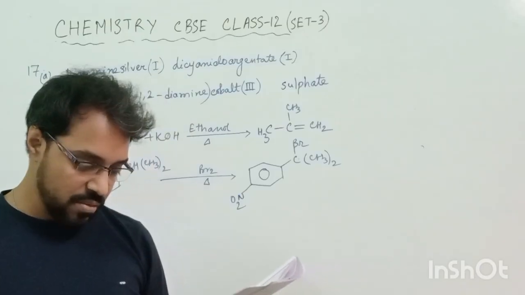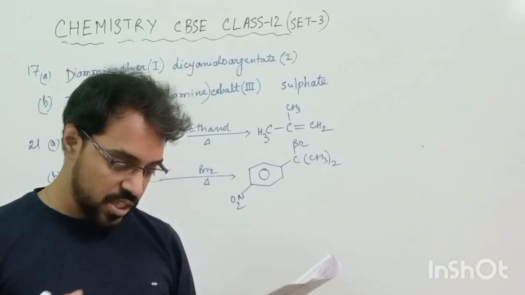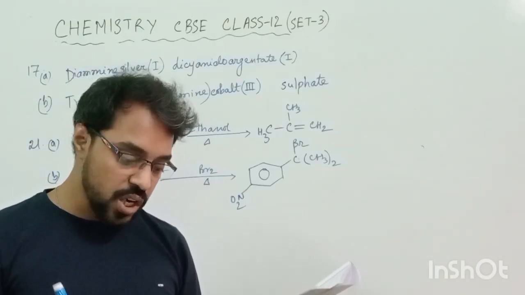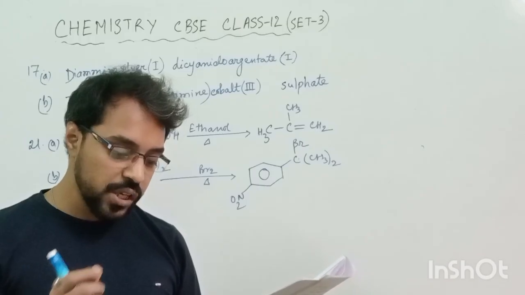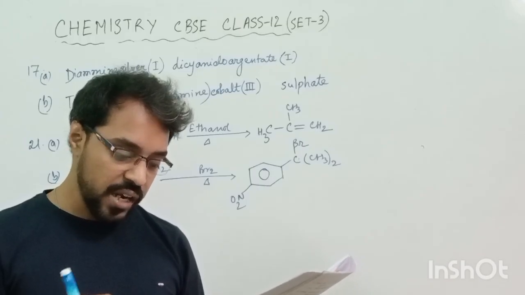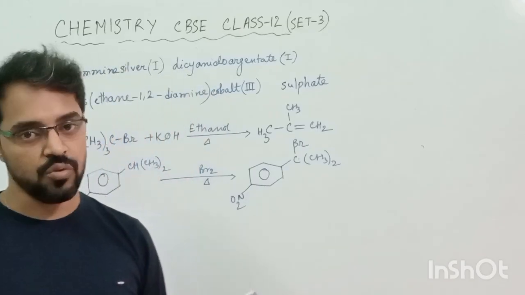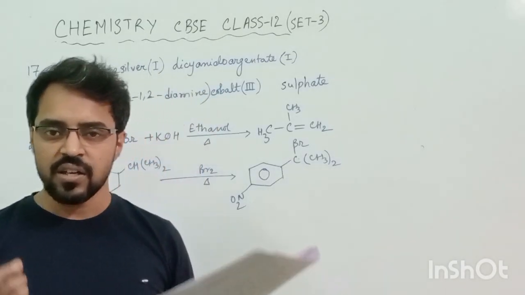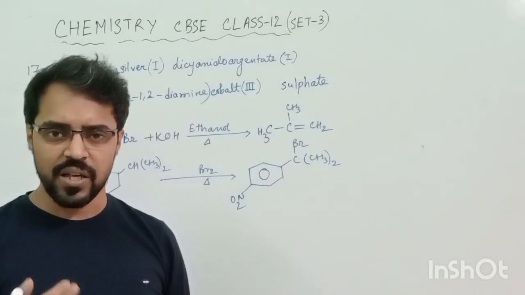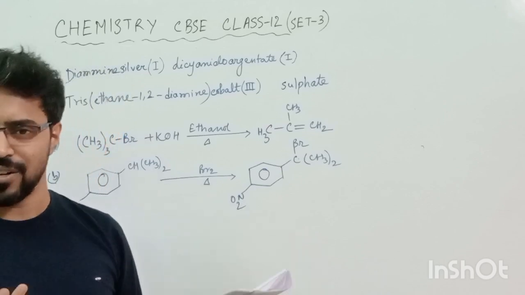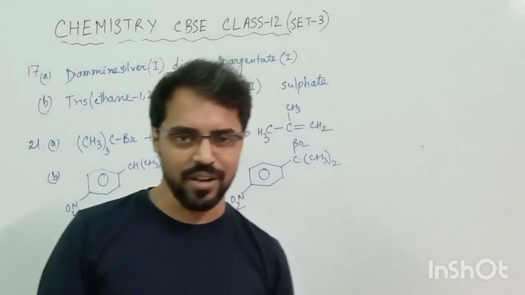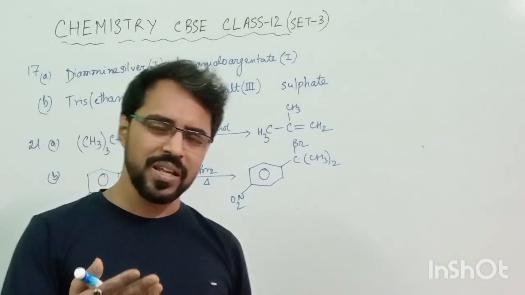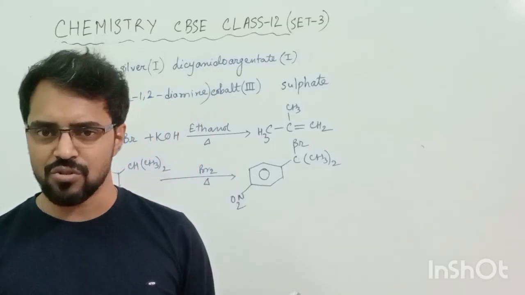Question number 19B. State the condition under which a bimolecular reaction may be kinetically a first order reaction. So what will be the answer? If one of the reactants is in large excess, it becomes a pseudo unimolecular reaction. Pseudo unimolecular reaction, right? And the example is basically inversion of cane sugar.